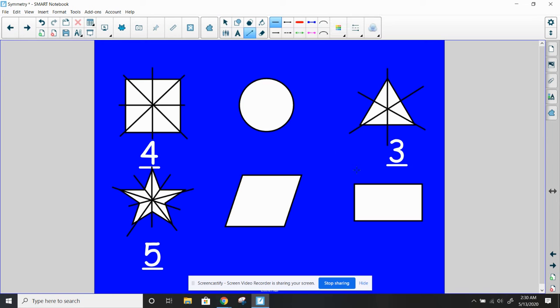Okay, so now let's go to our rectangle. Now, similar to the square, I can go across the center this way.